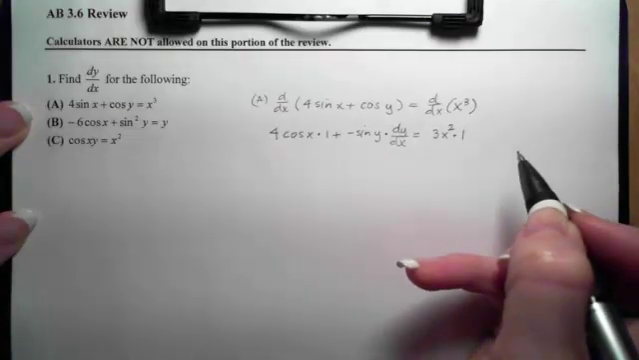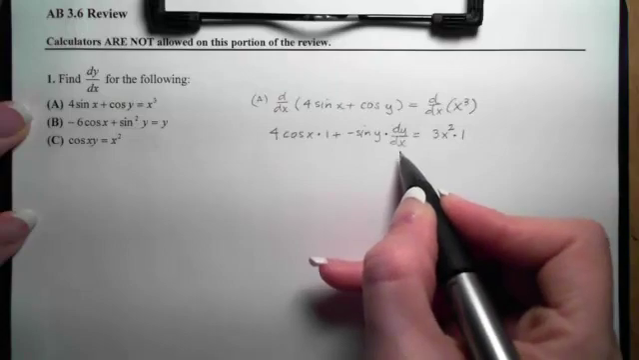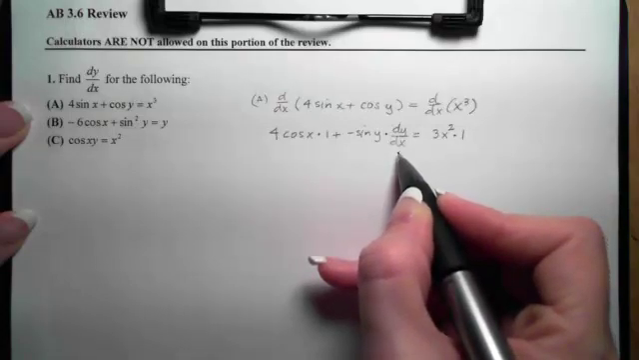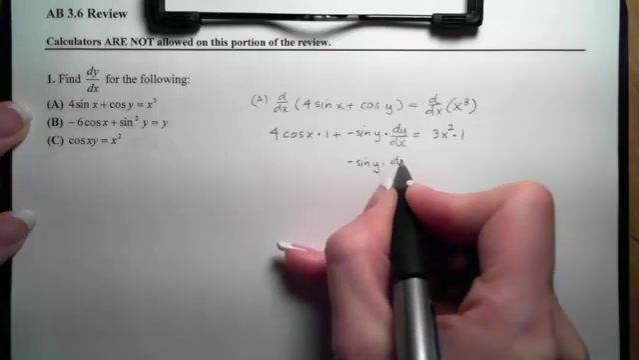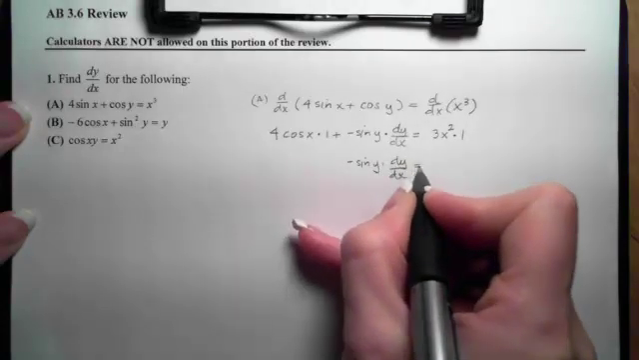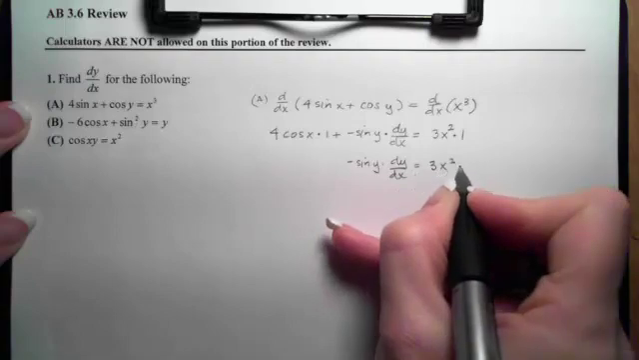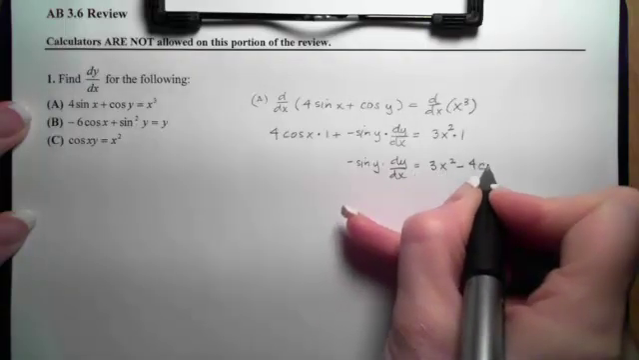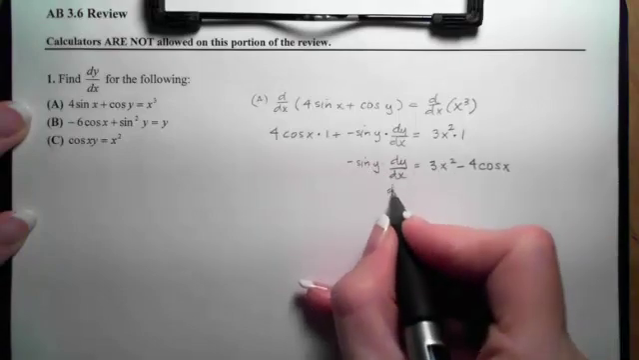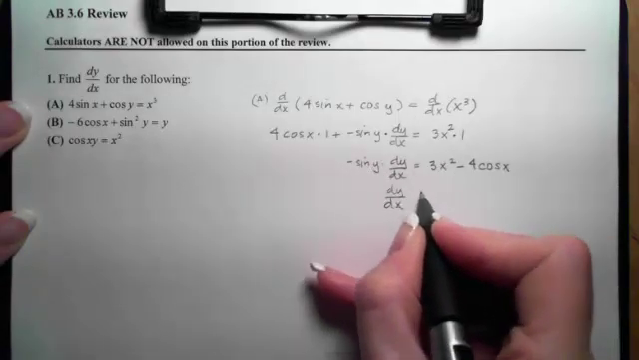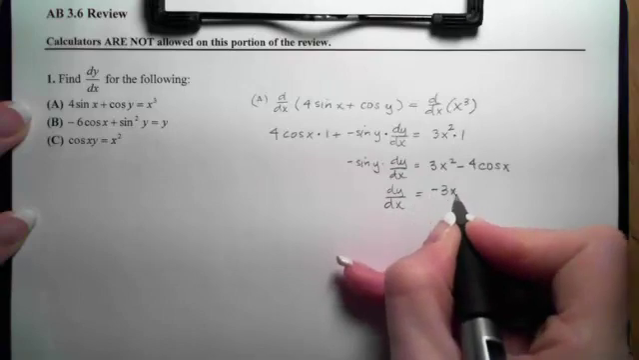The goal is to find dy dx, so that means we need to isolate the dy dx. So everything that does not have a dy dx in it will move to the other side. Then, to get rid of the coefficient of the dy dx, we will divide by the negative sine y.